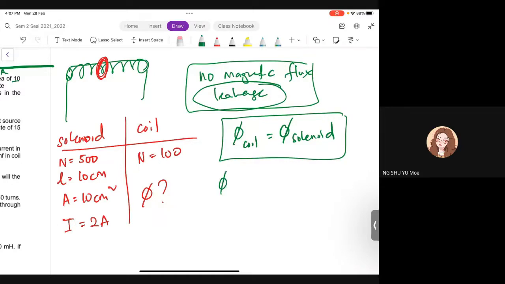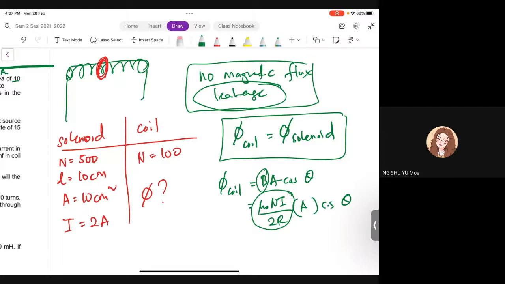Okay, why? Because if I want to use phi coil, we know that phi equals BA cos theta. I don't have the B for the coil, because the B for a coil is mu naught NI over 2R, times area, cos theta. Where did Madam get this? It is in the formula list. Can I use this? No, because I have mu naught 4 pi times 10 power negative 7, and I have N, my N is 100, but I don't have I. The I here belongs to the solenoid, not the coil. And I also don't have R. I don't know the radius of the coil. So that's why I cannot use BA cos theta for the coil.